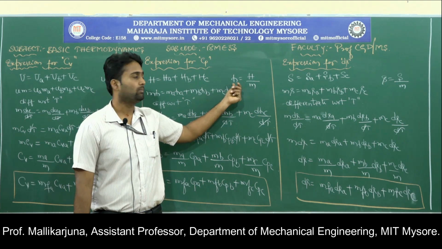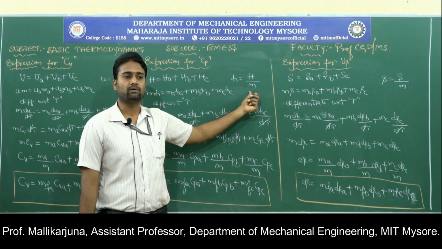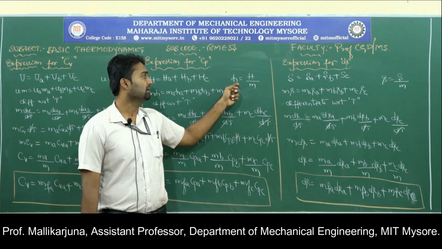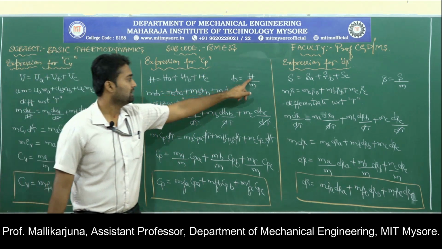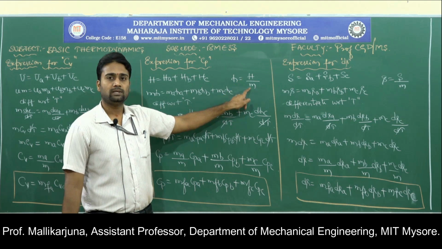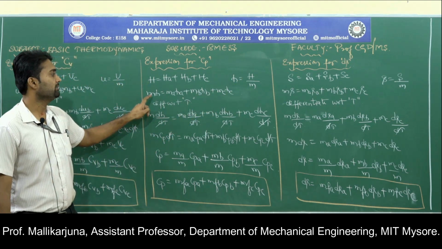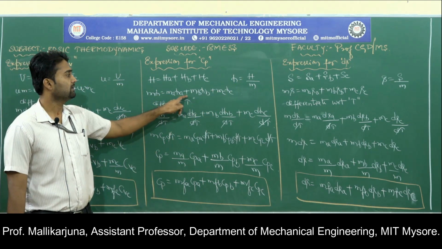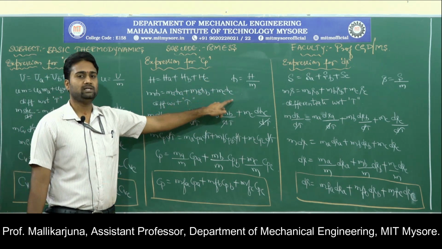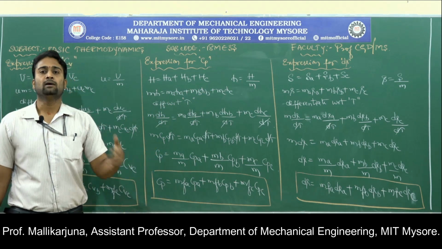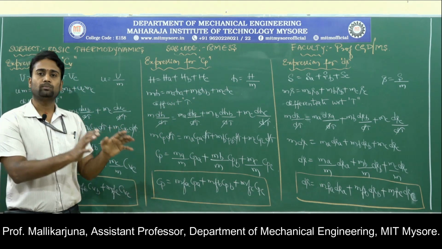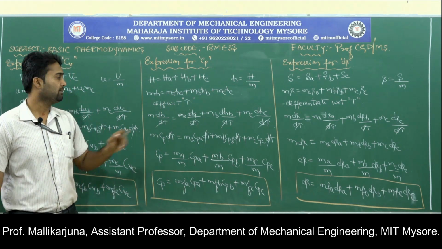If I need the specific property, please divide that extensive property by mass, so that you will get the intensive property, which is nothing but small h. So, now capital H is nothing but small h into M. So, H is M into h, which is equal to MaHa plus MbHb plus McHc. Again, differentiate the above equation with respect to T, because T and V for both the mixture as well as for the constituent gases are the same.